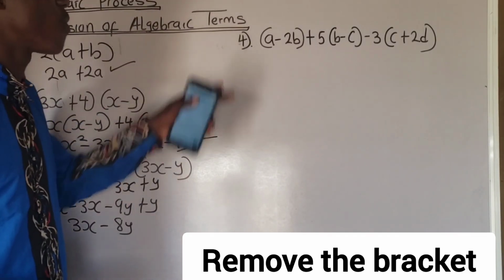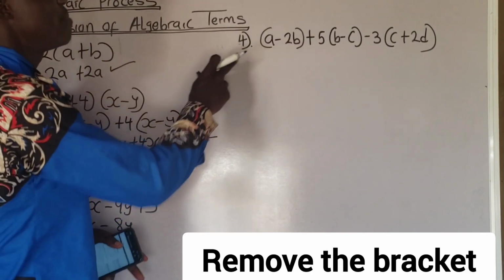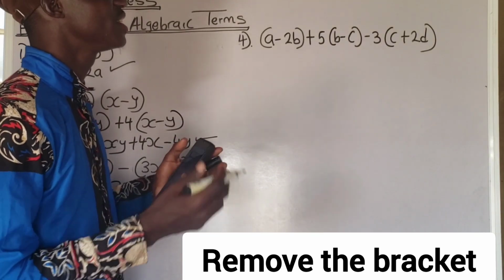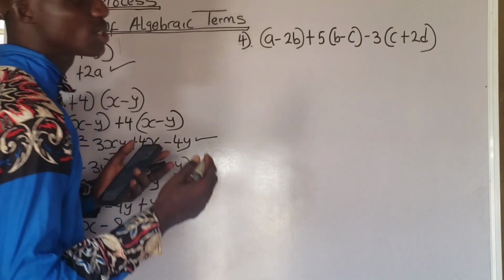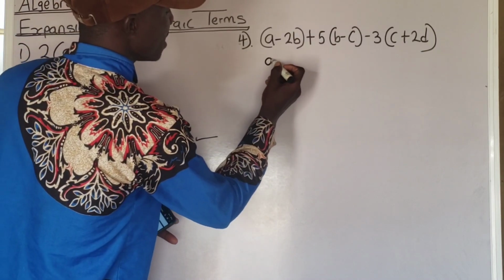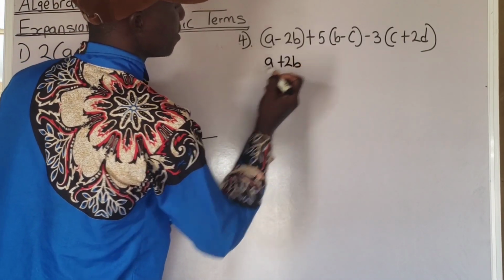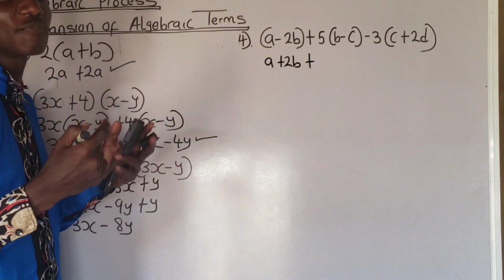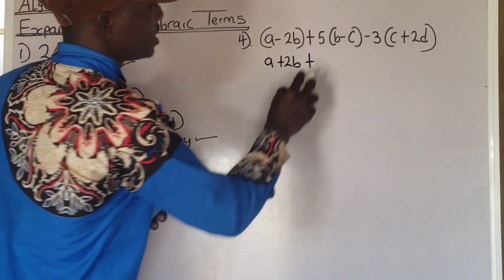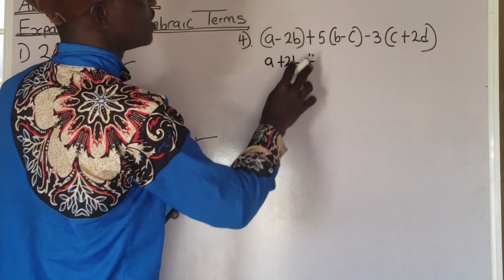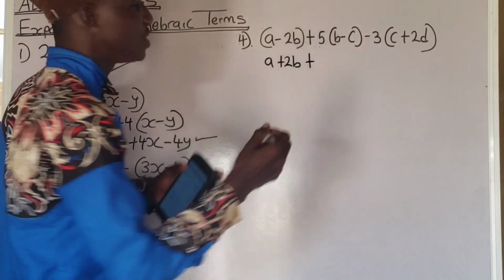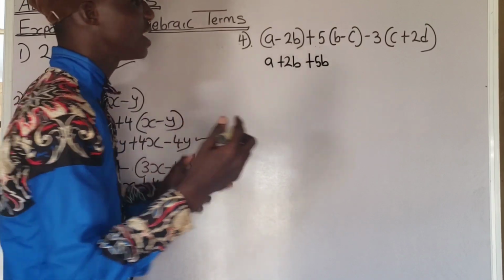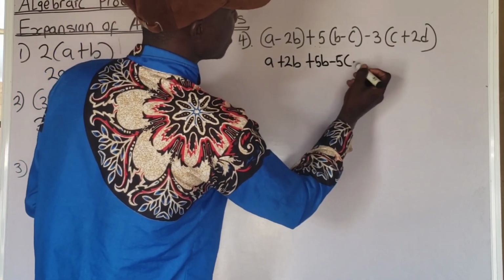Okay, look at question number 4. We are asked to remove the bracket from a minus 2b plus 5 into bracket b minus c minus 3 into bracket c plus 2d. Okay, let us proceed. For this, I'm going to have a plus 2b. Please, are you paying attention? Plus, I'm going to open the bracket with the coefficient of each bracket. You understand? The coefficient of this bracket is what? Plus 5. So plus 5 times b is what? Plus 5b. So I'm going to have plus 5b, plus 5 multiplied by negative c. That will be what? Negative 5c.